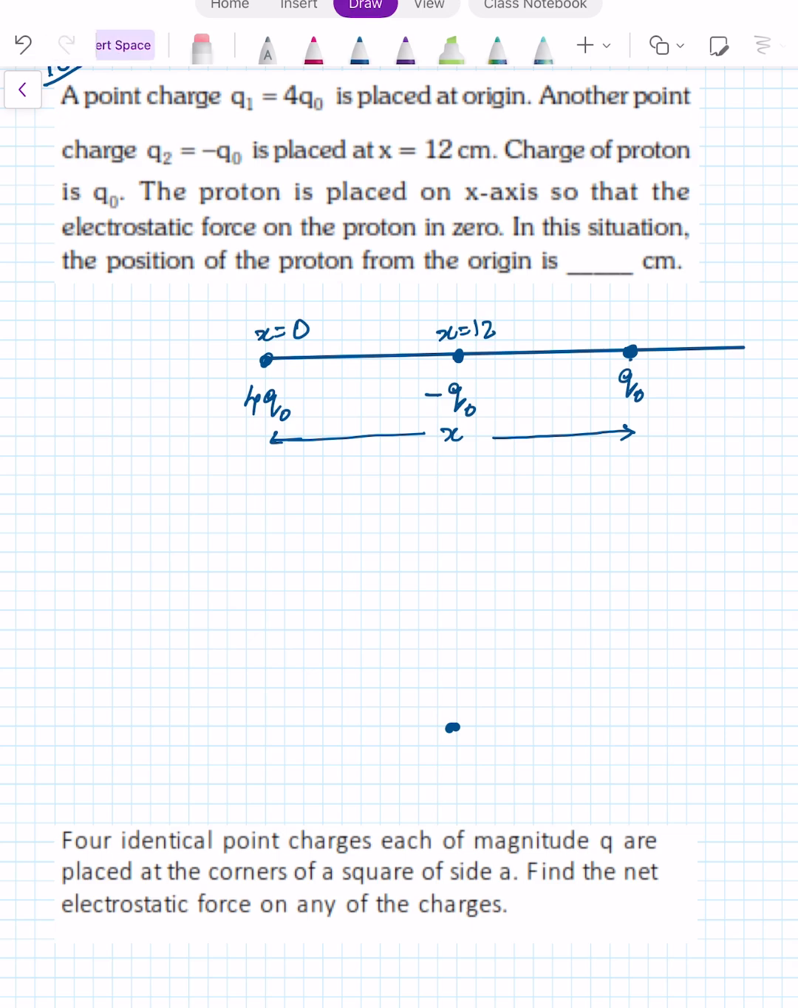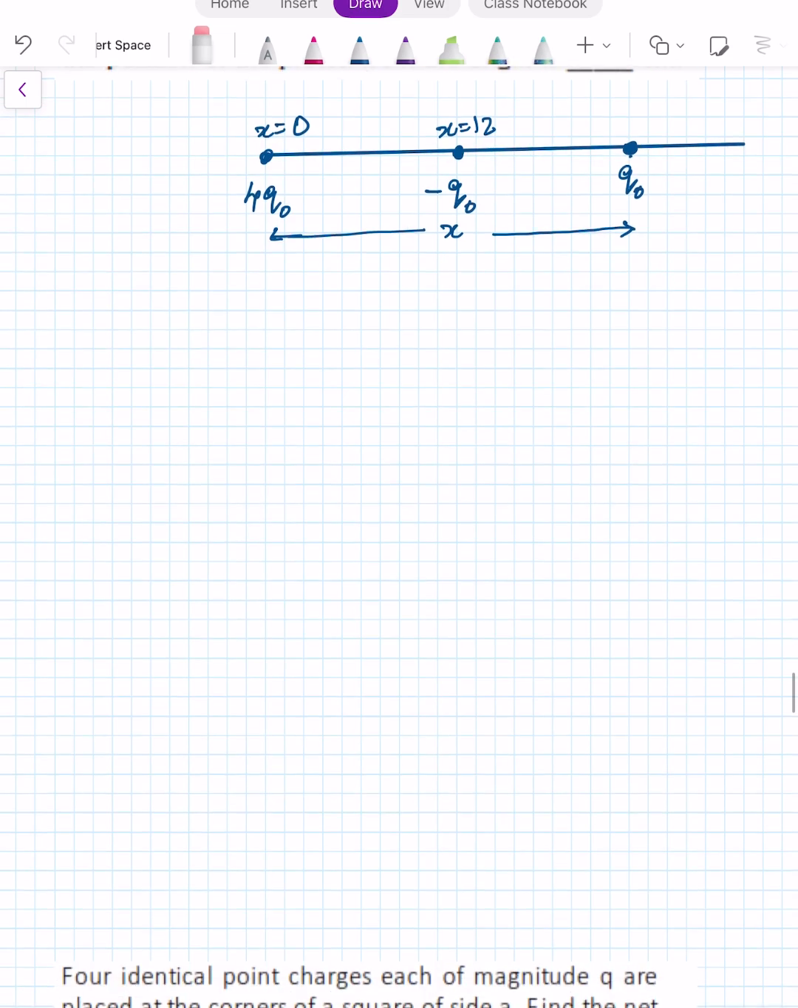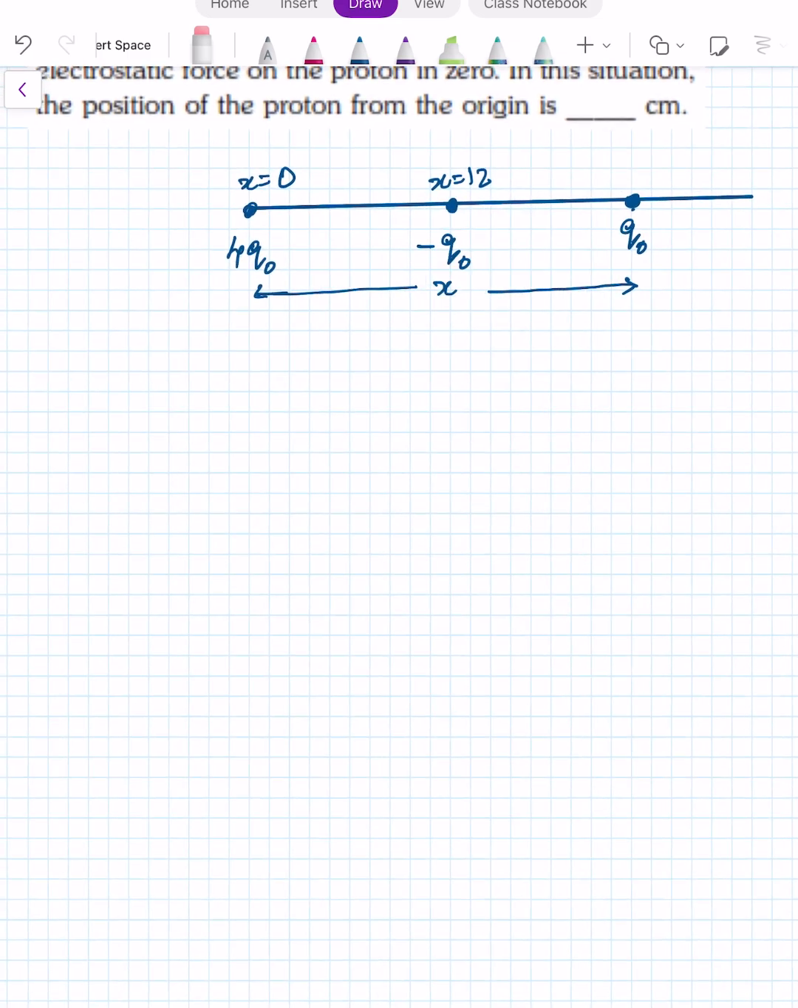Now how to proceed with this question? First of all you have to locate where the charge Q naught will be placed. When the charges are of the same nature and you need to place a charge which experiences zero force, you have to place the charge in between them. But if the two charges are of opposite sign, then you have to place this charge outside these two charges, and that too towards the smaller charge. So I hope you will remember this point.